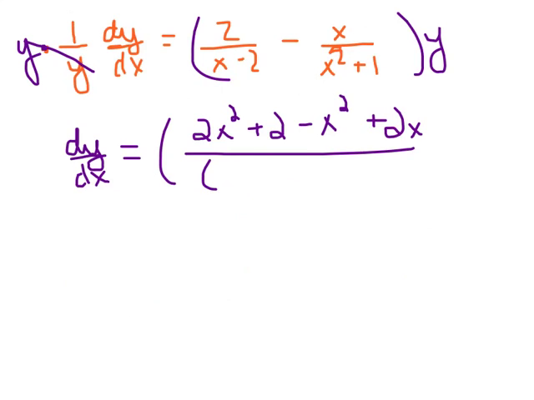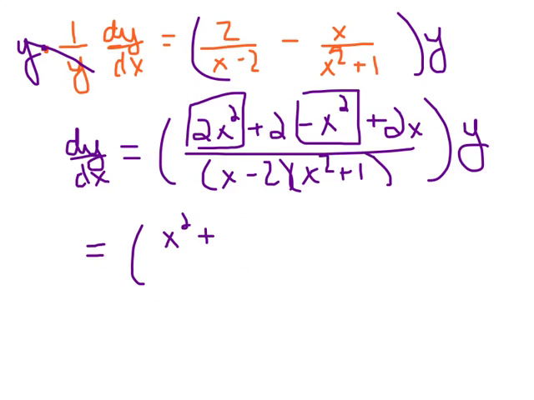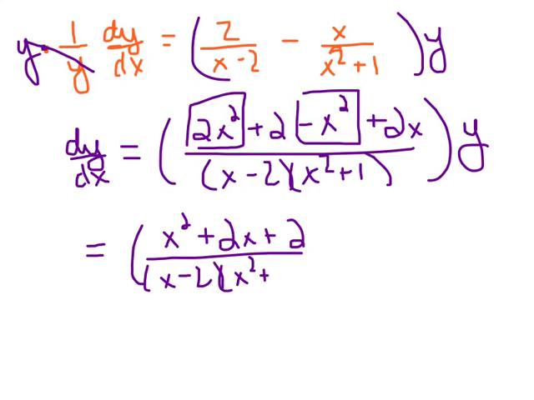That's all over (x minus 2)(x squared plus 1), and that's all times y. The only reason I did that was so that I could combine a couple of like terms, which here is this one and this one. So x squared plus 2x plus 2 over (x minus 2)(x squared plus 1), and then that's all times y, which normally you actually will see replaced with whatever y was.